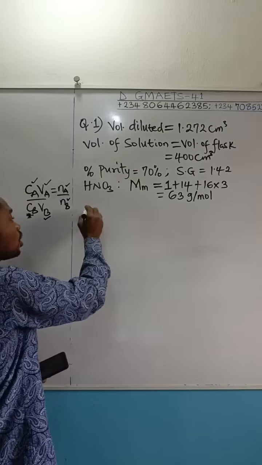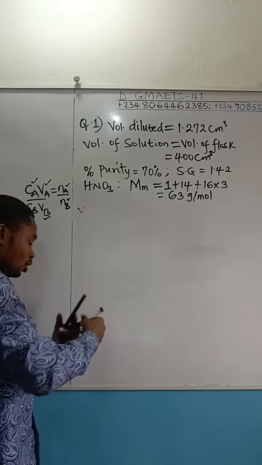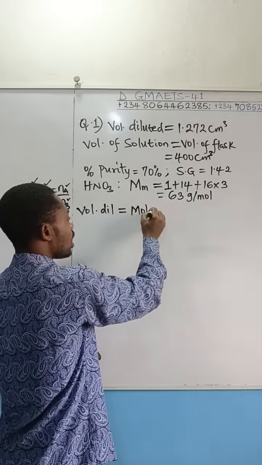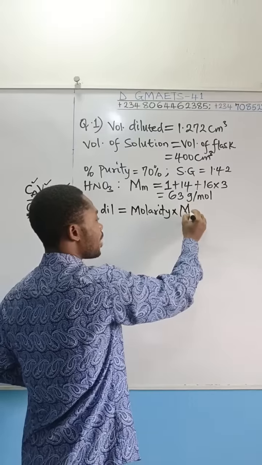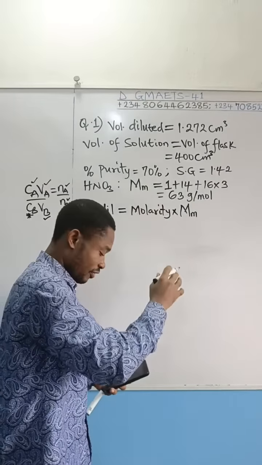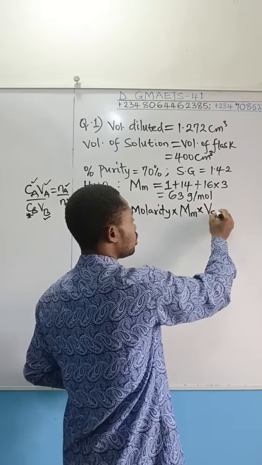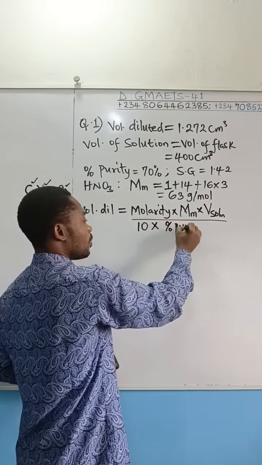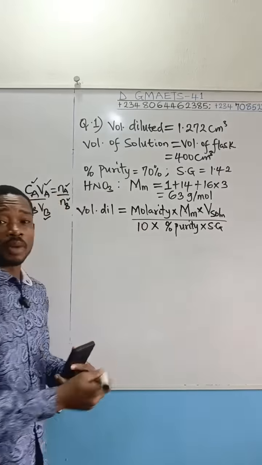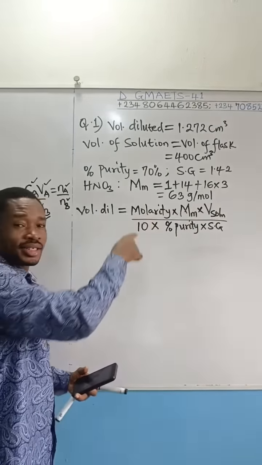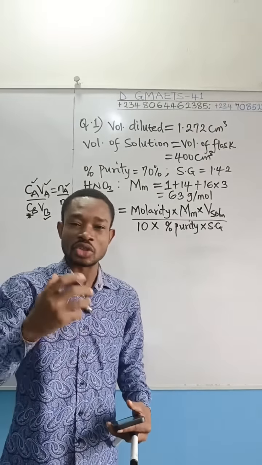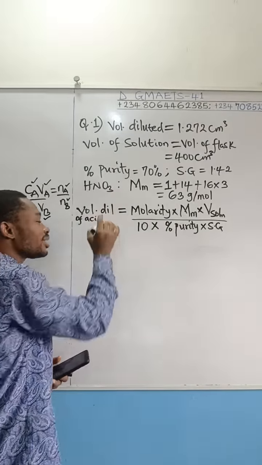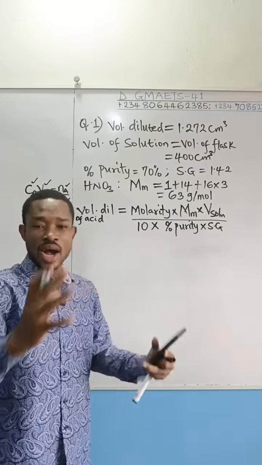And CA, from the information given to us, we are going to use this formula. Volume of acid to be diluted, given in the question, is equal to molarity or molar concentration times molar mass of that acid, times volume of solution, divided by 10 times percentage purity, then times specific gravity. You use this formula for acid specifically, you don't use it for base. Substitute all the necessary parameters and solve for the molar concentration, the concentration in mole per dm cube of the acid. Like I said, take note, this formula is special, used whenever you are dealing with acid. Are you following, right?